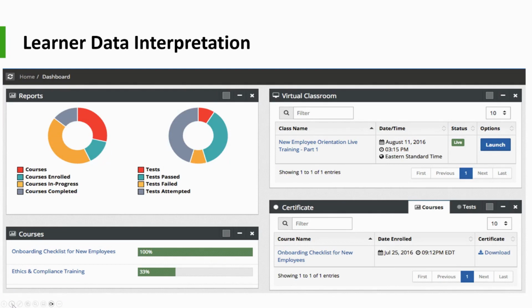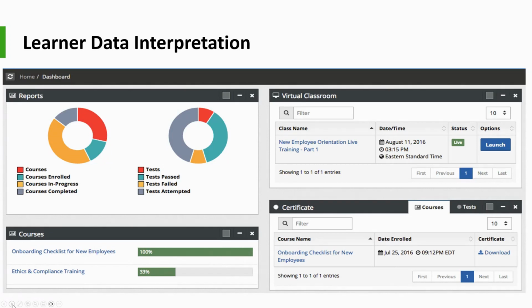And also, if you see the number of tests he or she has failed, and the number of courses in progress, this kind of data or insight tells us that this person is actually trying to take up the courses, but he or she is not attempting the tests properly. So this is one of the use cases here on the learner data interpretation part.